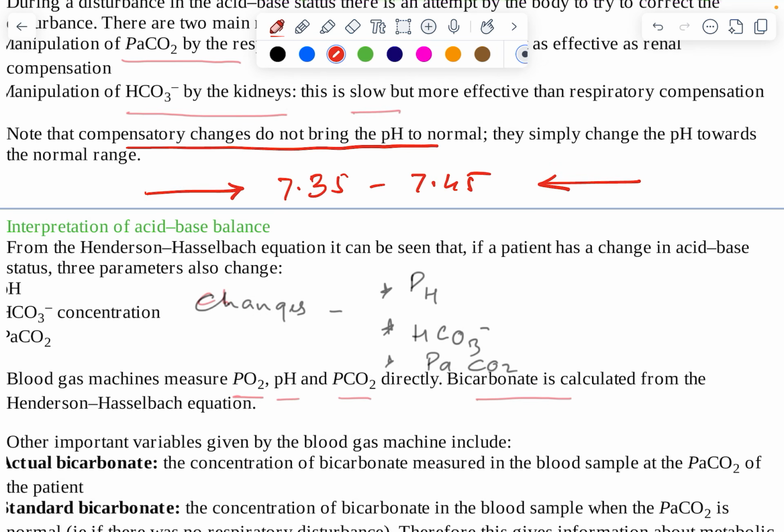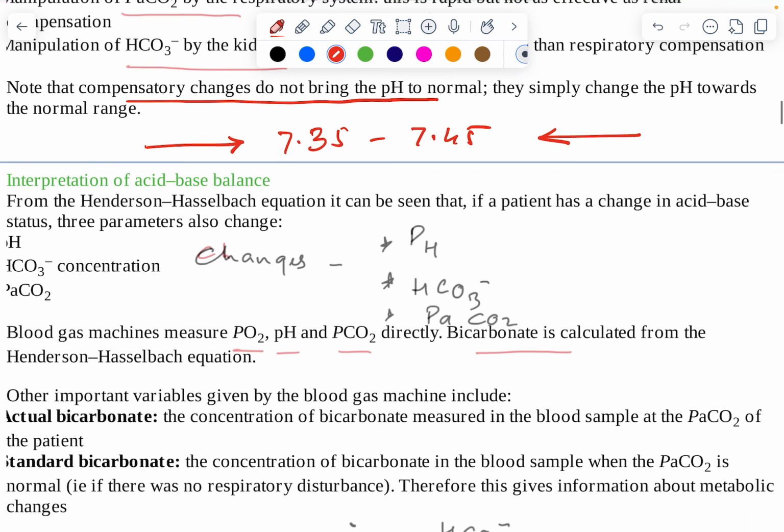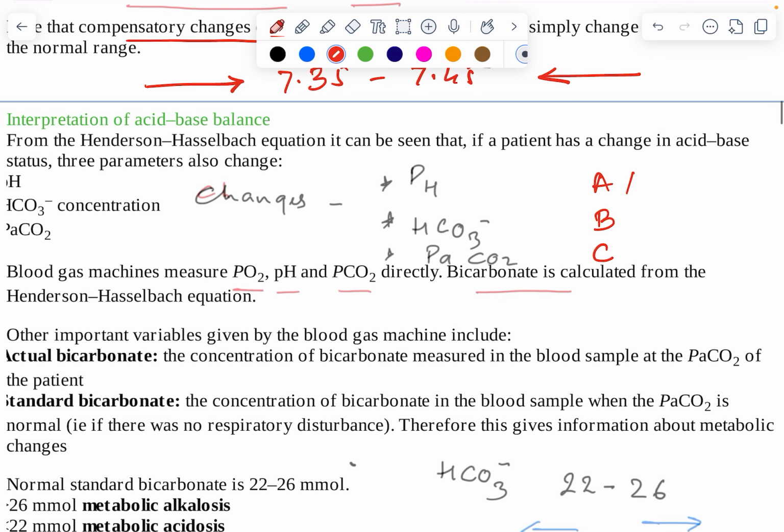Interpretation of acid-base balance. If the patient has a change in acid-base status, three parameters change: pH, bicarbonate, and PCO2. So A, B, C: acid-alkali, bicarbonate, and PCO2. Blood gas machines measure PO2, pH, and PCO2 directly. Bicarbonate is calculated from the Henderson equation.